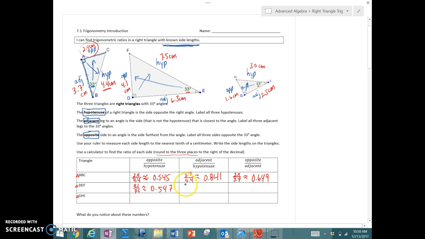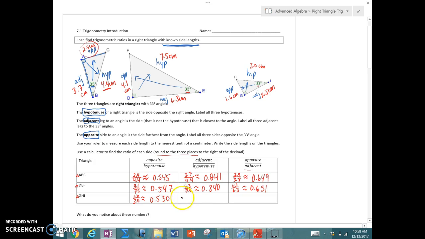The adjacent in that triangle was 6.3 over the 7.5 hypotenuse, which gave me about 0.840. And finally, the opposite was 4 over the adjacent of 6.3. It's about 0.651. Finally, my last triangle, I might have been a little off in my measurements. I probably should have gone back just to double check it. 1.6 over 3.0. I got about 0.530.